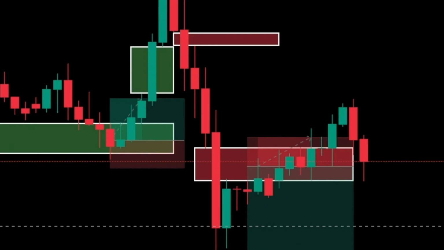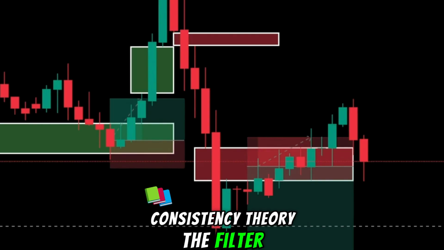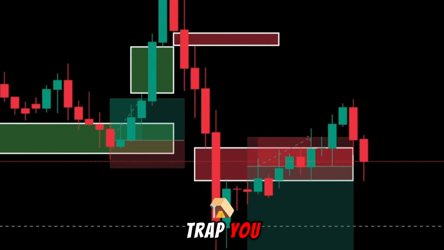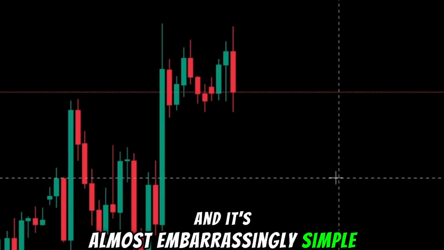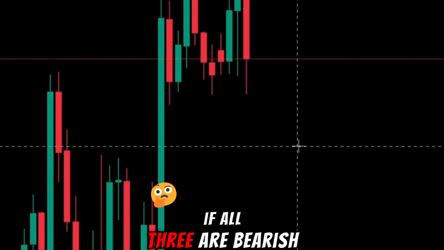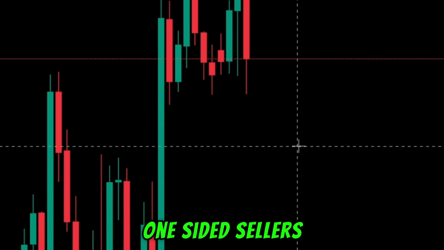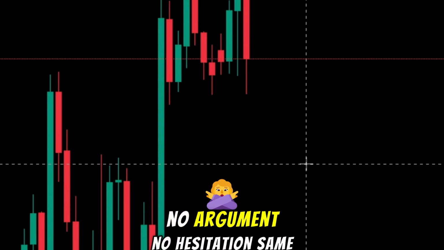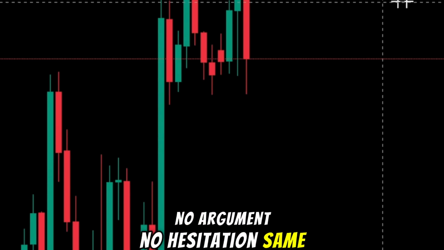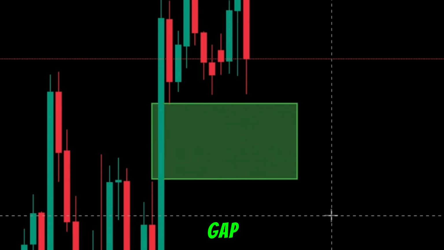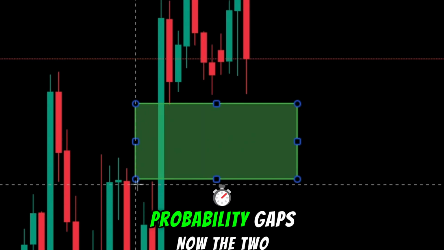Part 4. Consistency theory, the filter. So how do you separate the gaps worth trading from the ones that trap you? This is the filter I use, and it's almost embarrassingly simple. Look at the color of all 3 candles. If all 3 are bearish, that gap is one-sided. Sellers were in control the whole way through. No argument, no hesitation. Same in reverse. 3 bullish candles, one-sided bullish gap. Those are your high probability gaps.